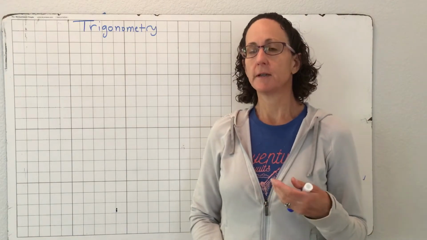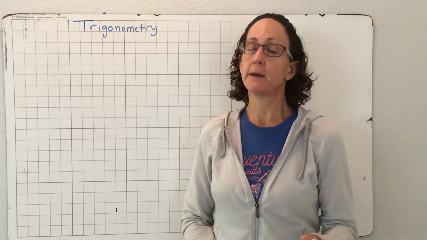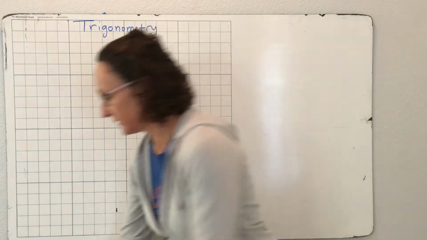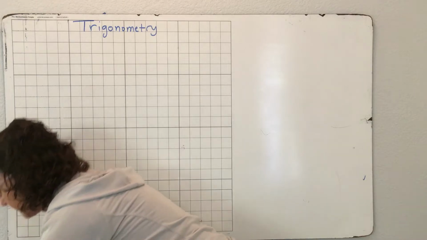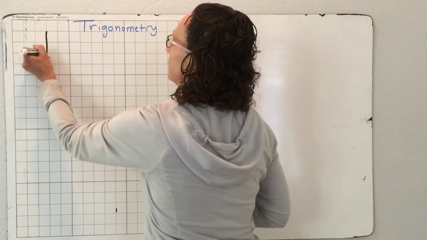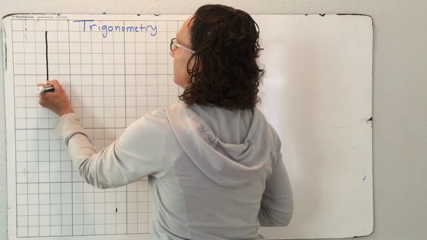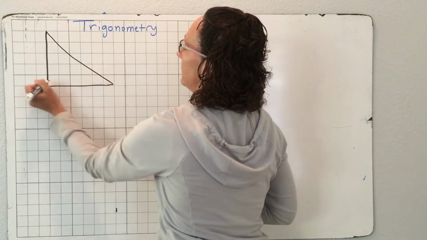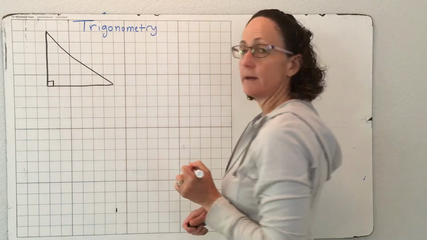The first thing I just really want you guys to know is it's all about triangles, and it's all about right triangles. Okay, so we're gonna start just by drawing some right triangles. I want you guys just to go ahead and draw me a nice right triangle. Doesn't matter what it looks like really. This is going to be your right angle right there, okay?